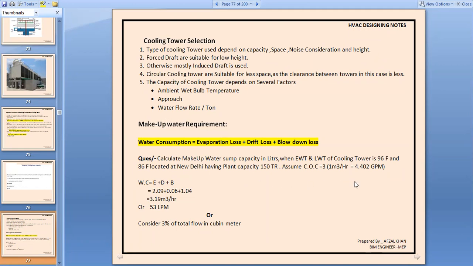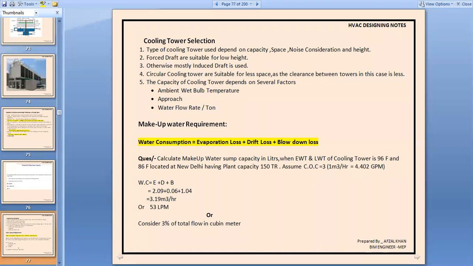450. Now we'll convert this 450 into meter cube per hour. So 1 meter cube per hour is equal to 4.402 GPM. So we will divide this value by 4.402 to get the value in meter cube per hour. We are getting 102. So 102 is the circulation rate.